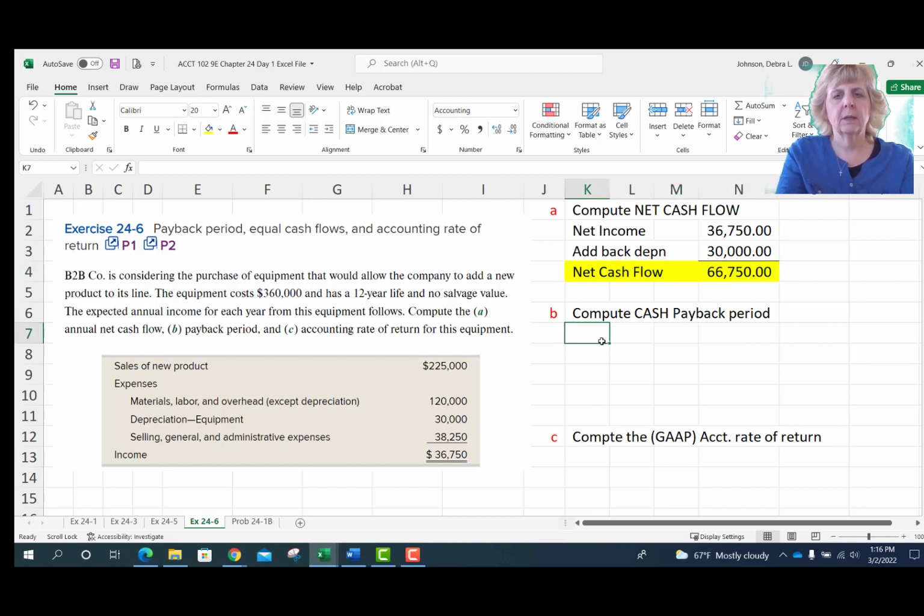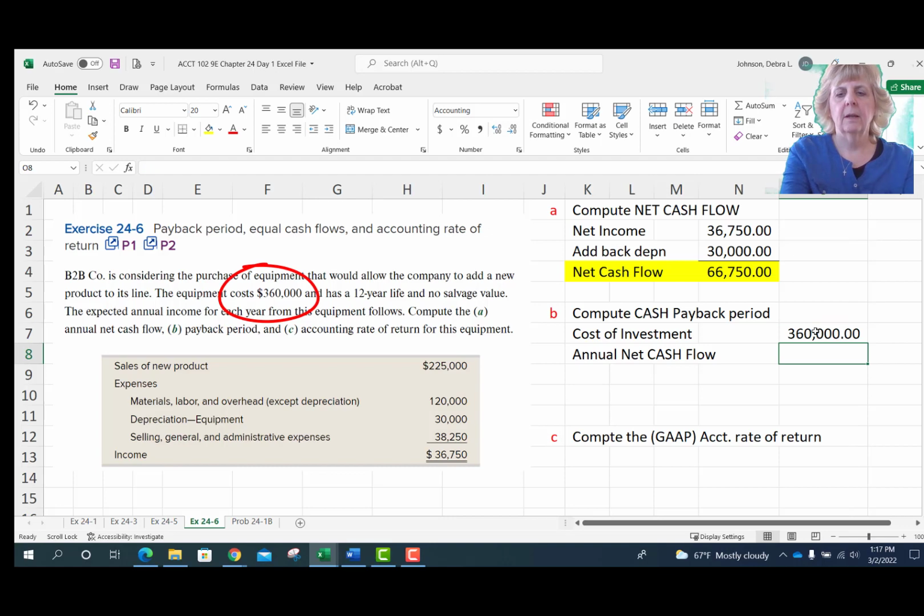Letter B, compute the cash payback method. Since these are equal annual cash flows, okay, how do I know that? Because your author says each year. We can use the shortcut method. We can take the cost of the investment on the top, and we would divide by the annual net cash flow. So the cost of that investment was $360,000. The cash flow we just computed up there in yellow. Let me pull that down.